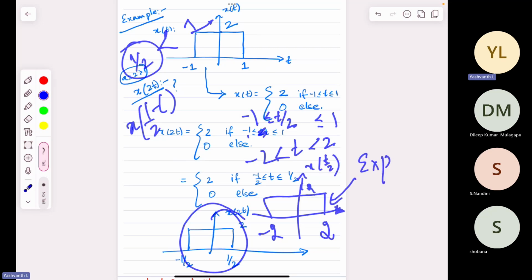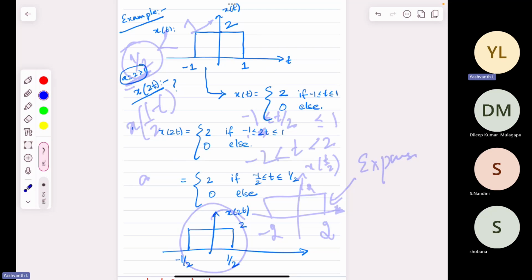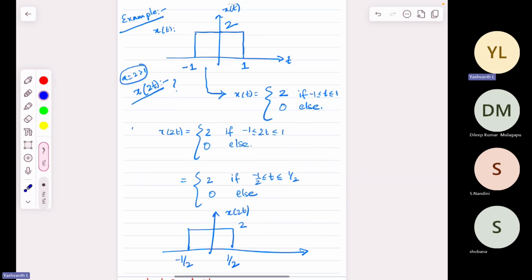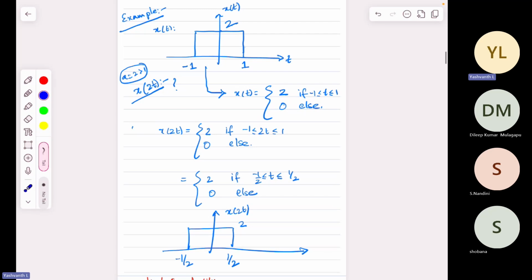This is called expansion. Whenever you time scale a signal x of t with a number a less than 1, you will have expansion, and with a number a greater than 1, you will have compression. Is this clear? Can anyone confirm if what we discussed just now is clear? The example is clear? Yes, sir. Okay, great. This is about time scaling.